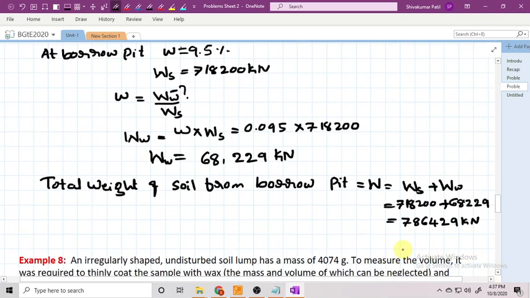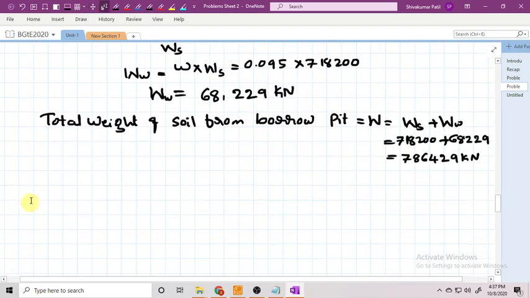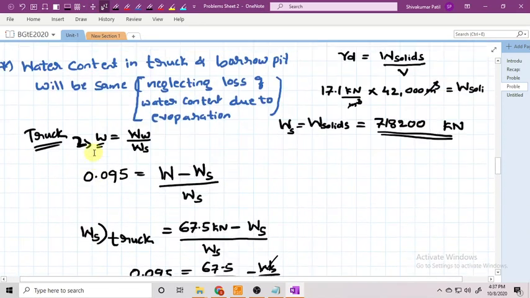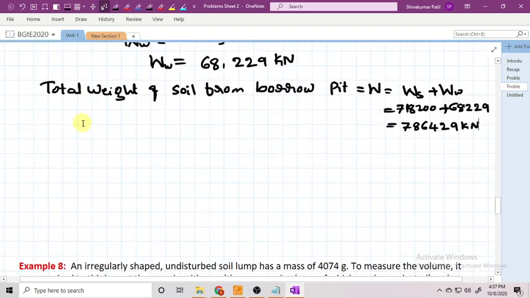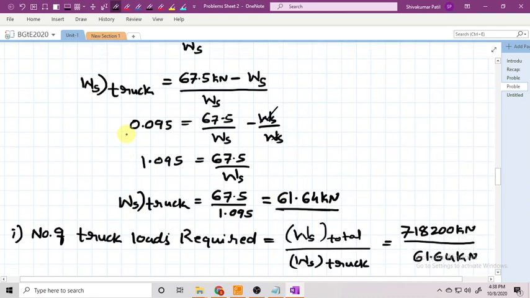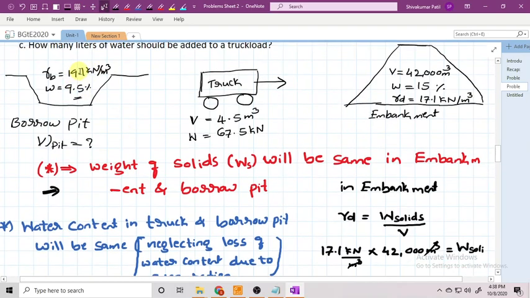Now I got the weight, but they are asking volume. How can I find the volume? If I know the bulk unit weight, then I can find the volume. The bulk unit weight is given for the borrow pit. Bulk unit weight gamma b equals total weight by total volume. How much did they give? 19.1 kilonewton per meter cube.